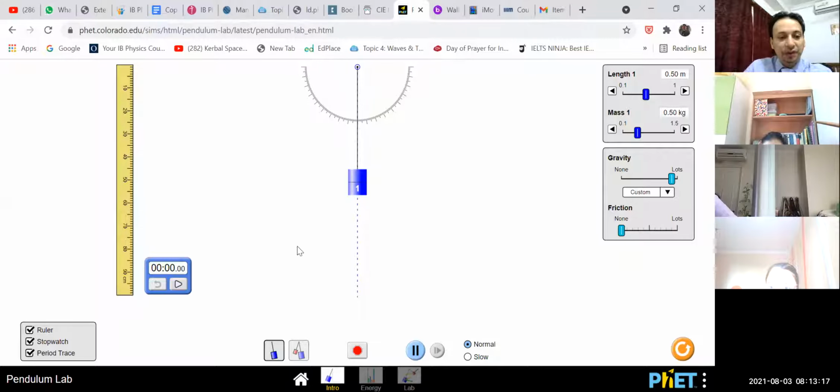On the left hand side, you can see that there is a stopwatch. And how are we going to do this experiment, children? As I told you, I will pull this pendulum to a small angle. Then I will release it. When it starts oscillating, after a few oscillations, I will switch on the stopwatch and start counting 10 oscillations. And after that, we will do the necessary calculation.